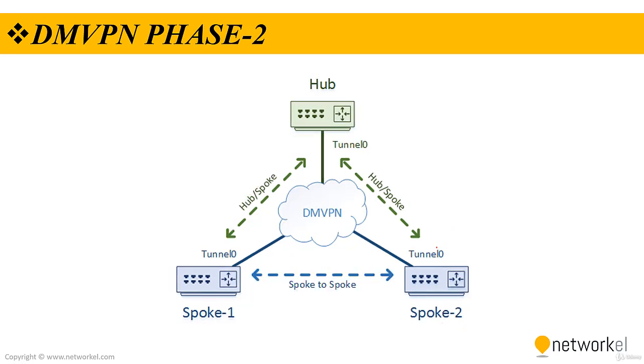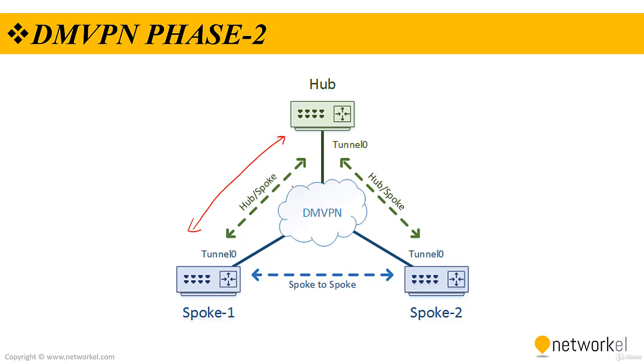When it comes to DMVPN Phase 2, it provides additional capability from DMVPN Phase 1 and allows spoke-to-spoke communication on a dynamic basis by creating on-demand VPN tunnels between the spoke devices. DMVPN Phase 2 does not allow summarization. As a result, it also does not support spoke-to-spoke communication between different DMVPN networks. This is also a legacy implementation of DMVPN.